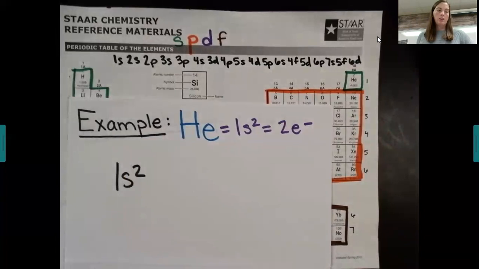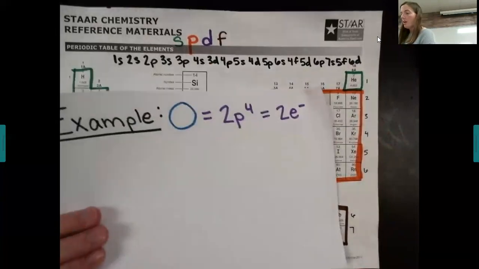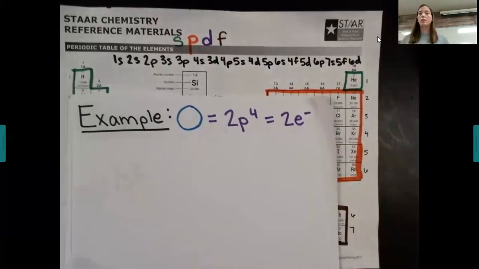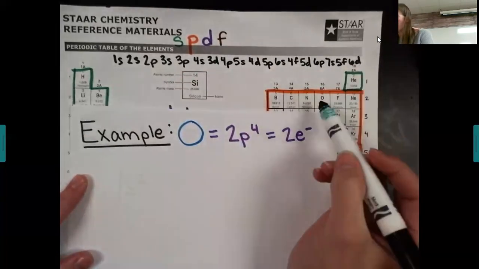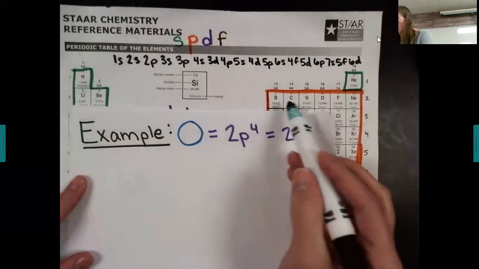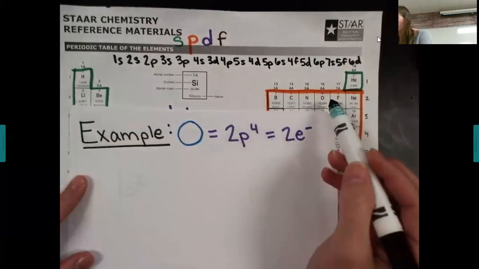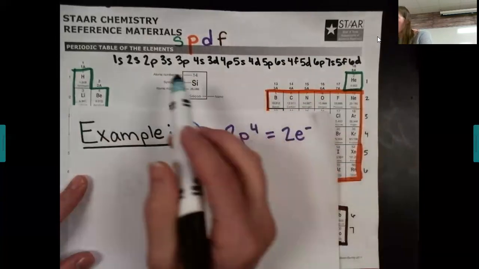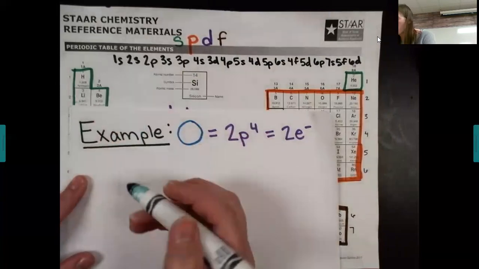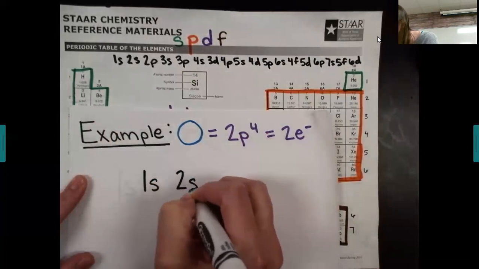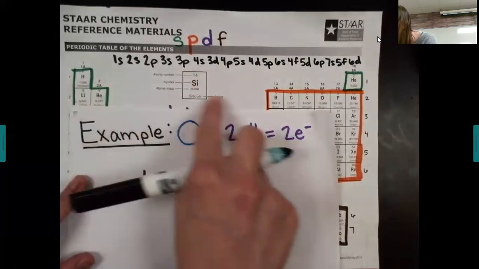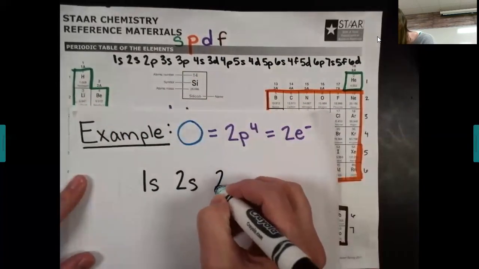So the next example that we're going to jump to is oxygen. And anytime I'm going too fast, pause the video, write down what you need to, and then press play. Oxygen is right here. It's in the second row in the P block or P sublevel. So we're going to go to 2p. So I'm going to say 1s, 2s, because we go through 1s, 2s to the 2p's.